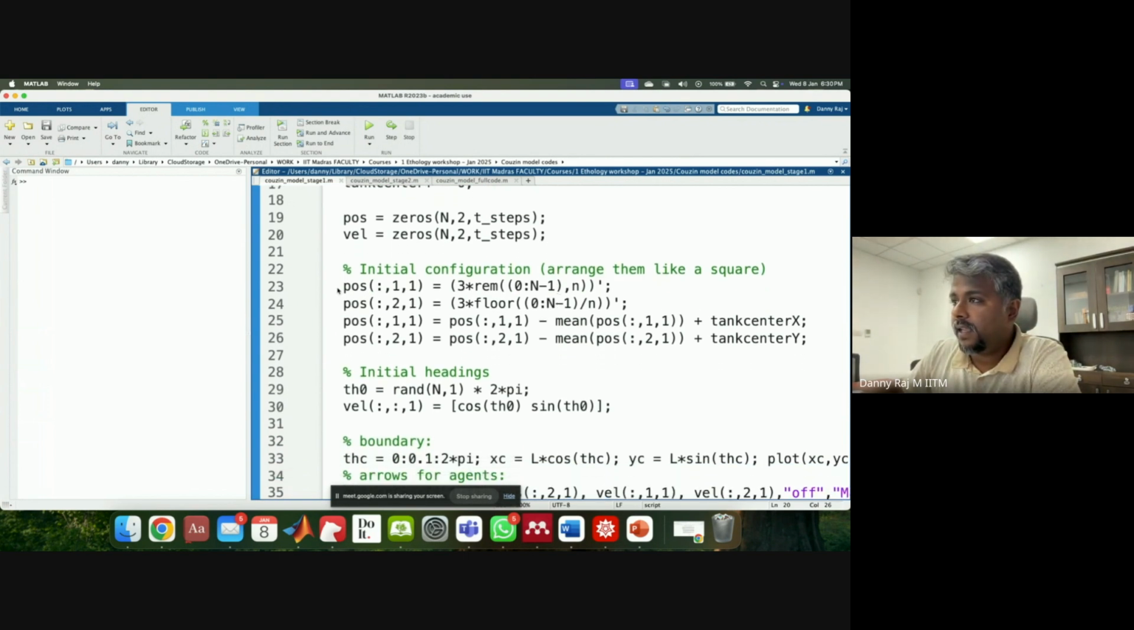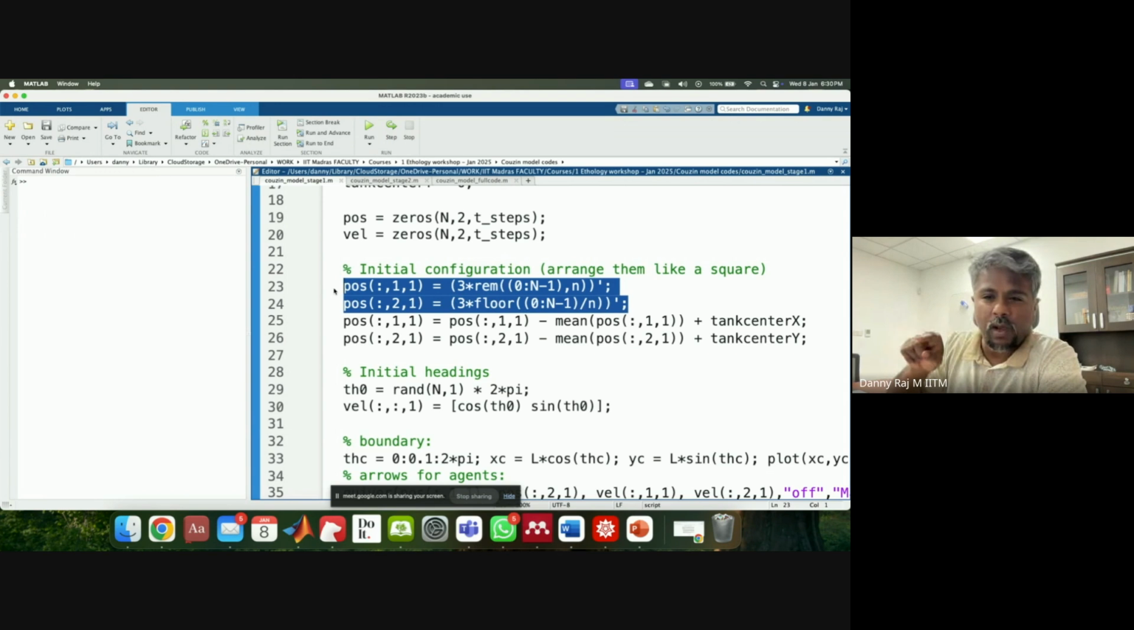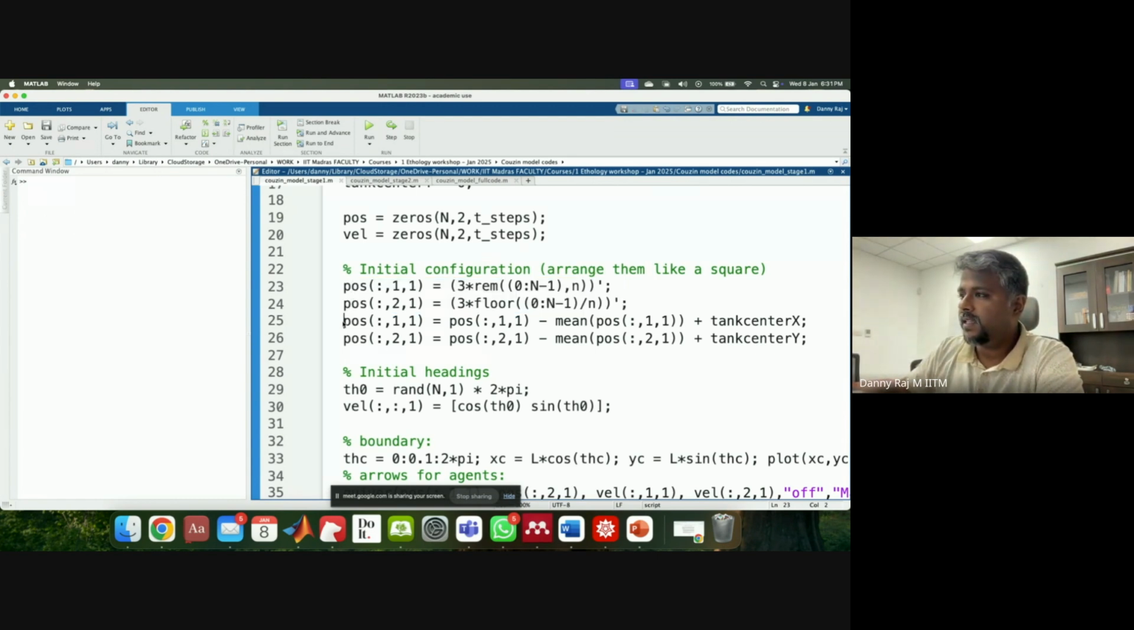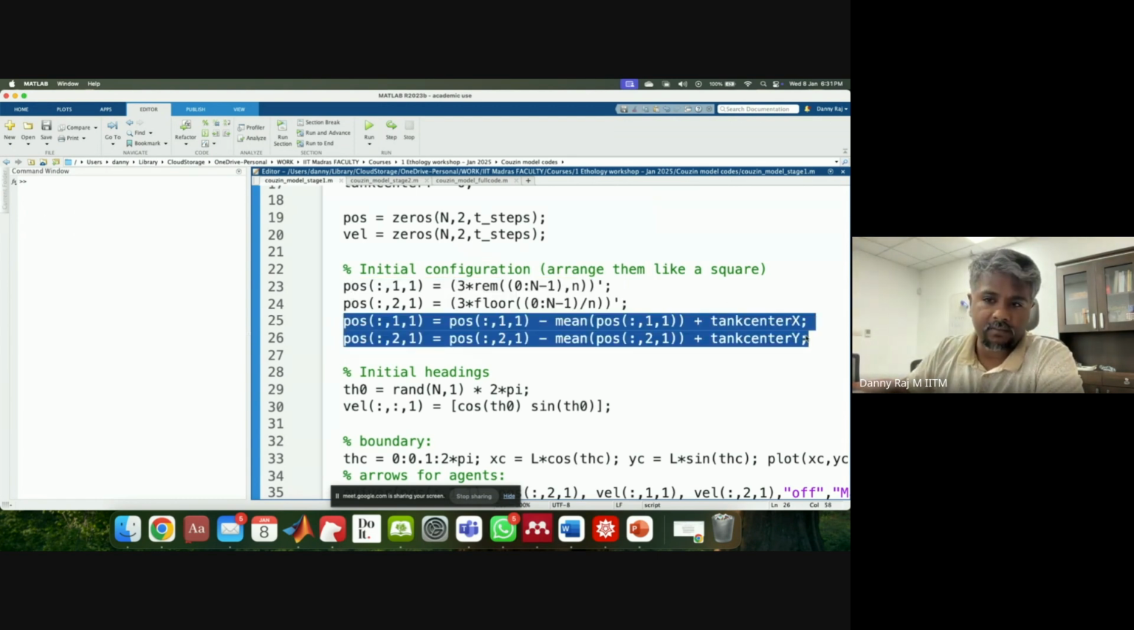And then here comes the initial configuration. So what is the initial configuration? It could be anything. It could be some random configuration. Here I've made sure, with this code, that they are in a square grid. You don't have to worry about exactly how I implemented it. All you need to know is what it is doing. Okay, square grid, and this is to make sure it's at the center of the tank.